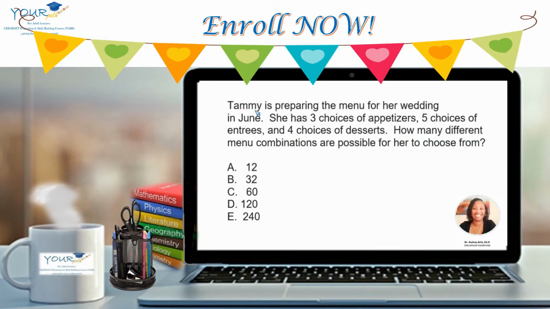So now here's what a test item may look like. Tammy is preparing the menu for her wedding in June. She has 3 choices of appetizers, 5 choices of entrees, and 4 choices of desserts. How many different menu combinations are possible for her to choose from? And here you have your 5 options. Option A, 12; option B, 32; option C, 60; option D, 120; and option E, 240. So now let's get on to the lesson.